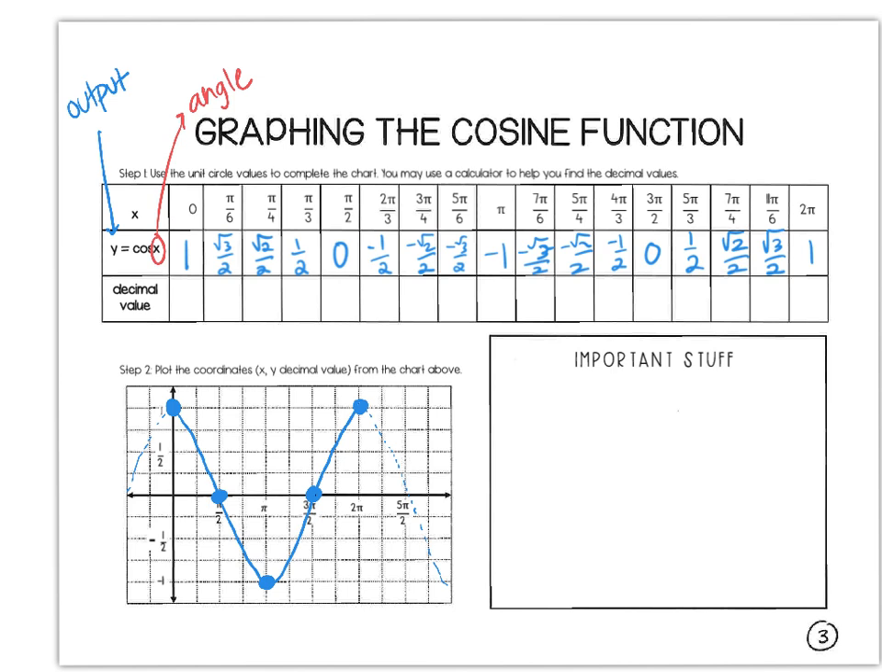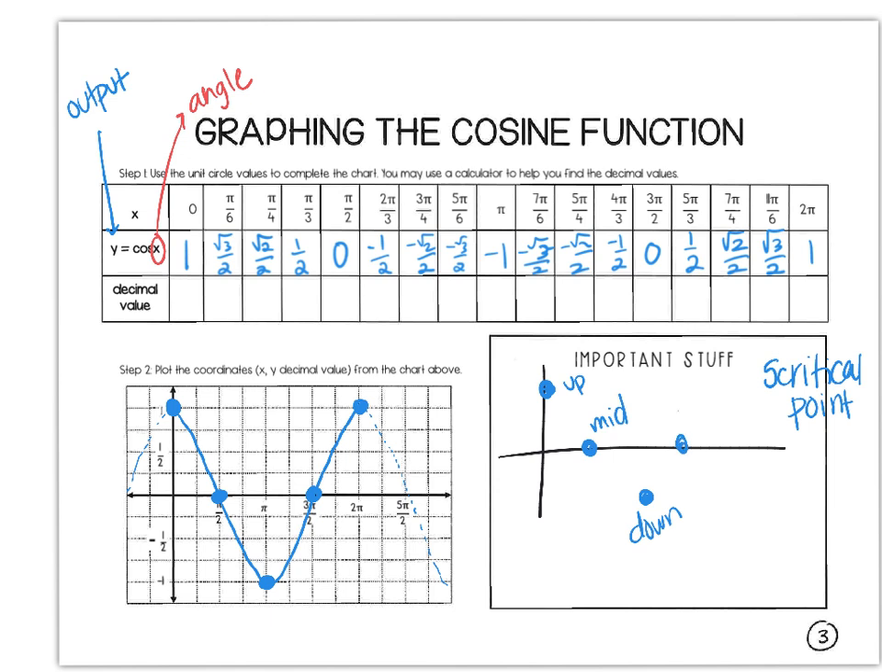Here's what we need. So cosine also has 5 critical points, just like sine. They just go in a little bit of a different order as we graph. So cosine goes from max to mid, we'll call this up, mid, down, mid, and then up.